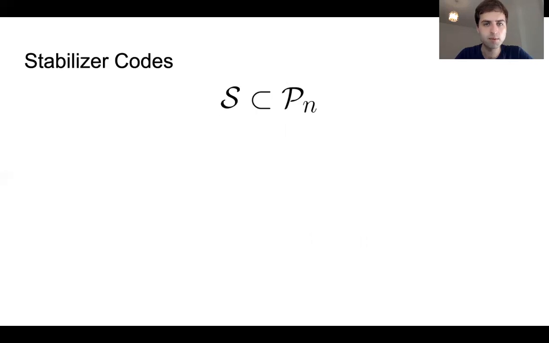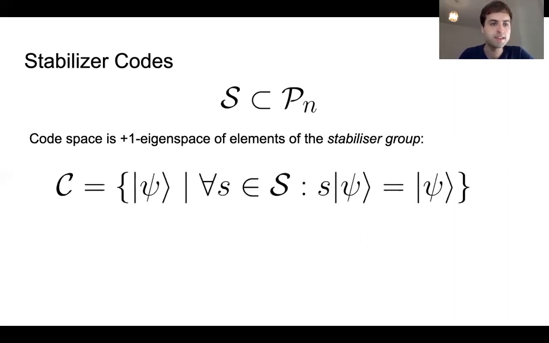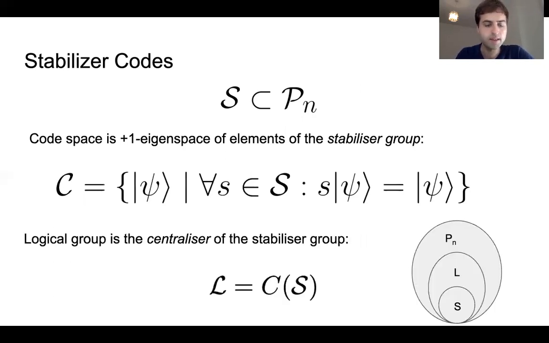So a quick recap on stabilizer codes. A stabilizer code is defined by a stabilizer group, which is an abelian subgroup of the Pauli group on n qubits. And the code space of a stabilizer code is the +1 eigenspace of the elements of the stabilizer group. The logical group of a stabilizer code is the centralizer of the stabilizer group, a set of Pauli operators that commutes with all elements of the stabilizer group.